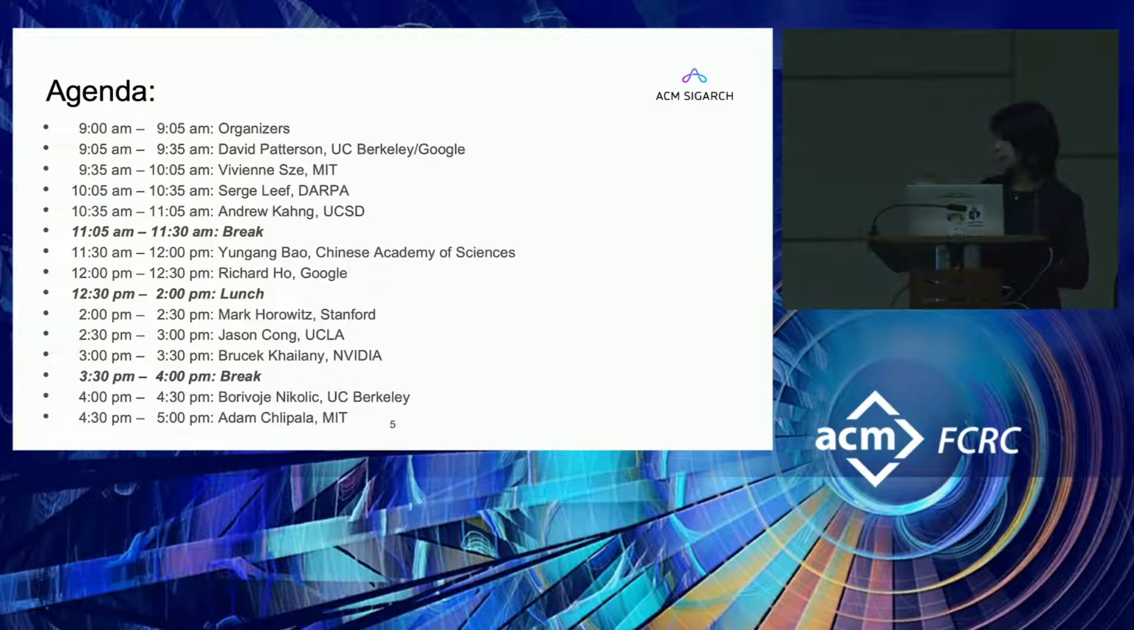In the second session in the afternoon, Borivoje Nikolic from UC Berkeley will talk about some of the ongoing efforts at Berkeley over the past few years in building agile hardware design. And Adam Chlipala from MIT will conclude our workshop by talking about how we can use formal verification to design better and more secure RISC-V systems. So without further ado, Chris Batten will introduce our first speaker of the workshop.